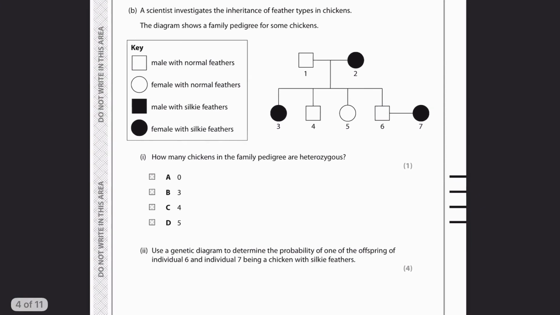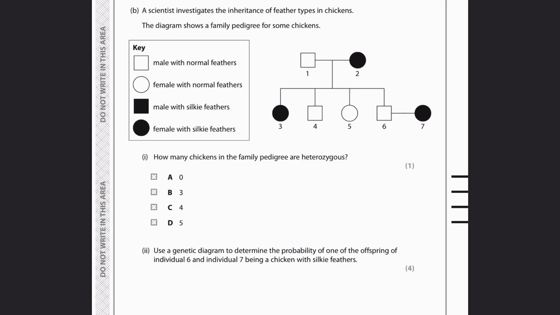Okay, so now next page, it says, a scientist investigates the inheritance of feather types in chickens, and the diagram shows this family pedigree. Remember, pedigree is a sort of family tree, right? So the father, the mother, and they had 4 kids. One of the kids has the condition of silky feathers, and then one of their normal male chicken sons married a female chicken that also has a silky appearance. So that's how you interpret pedigree diagrams.